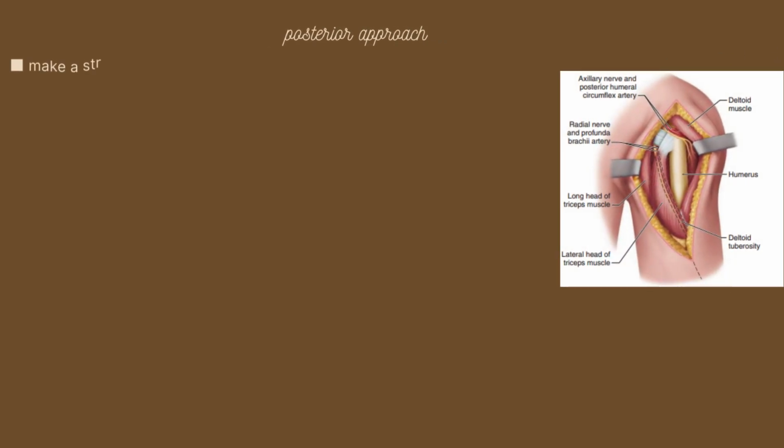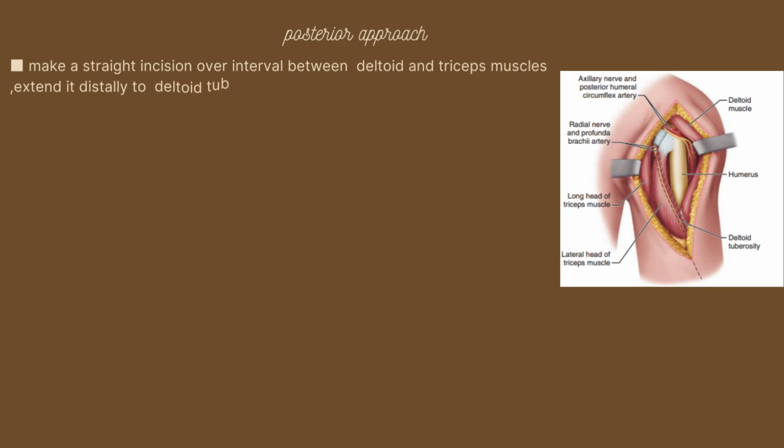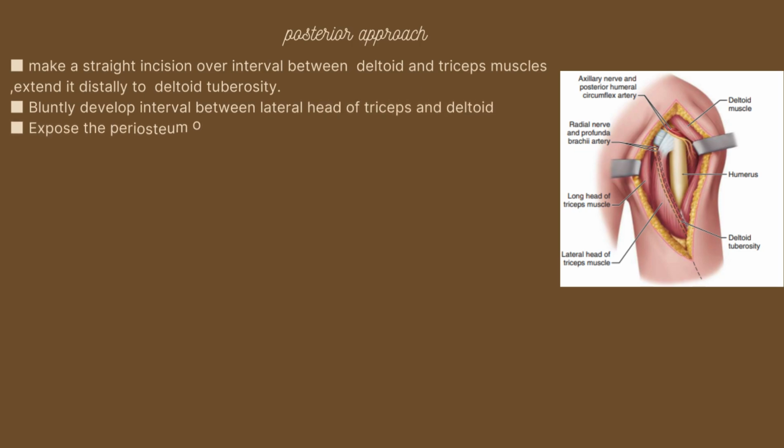Now come to the posterior approach. In the posterior approach, you have to make a straight incision over the interval between the deltoid and the triceps muscle and extend it distally to the deltoid tuberosity. Bluntly develop the interval between the lateral head of the triceps and the deltoid. Expose the periosteum of the humerus and incise it longitudinally.